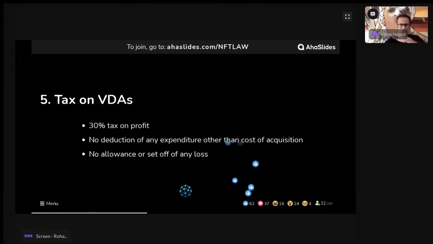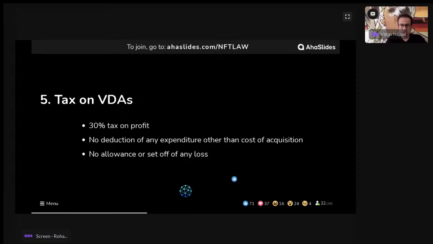2 lakhs is my sale. Difference is 1 lakh rupees profit. I straight away pay 30% on it. I am not allowed to claim any other deduction. So if I'm doing mining and I say that on mining I have incurred so much cost, I am not allowed to claim that as an expenditure. So that's definitely bad news for people in the mining business.